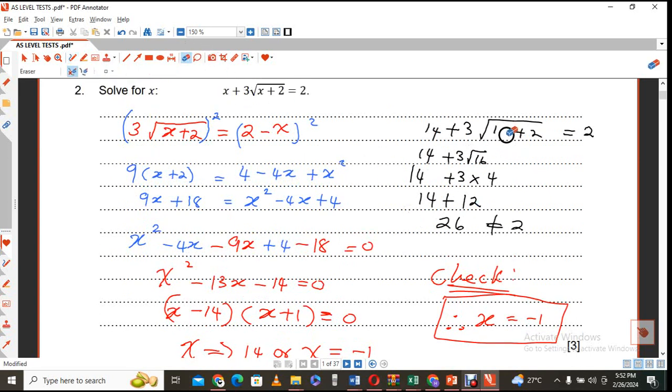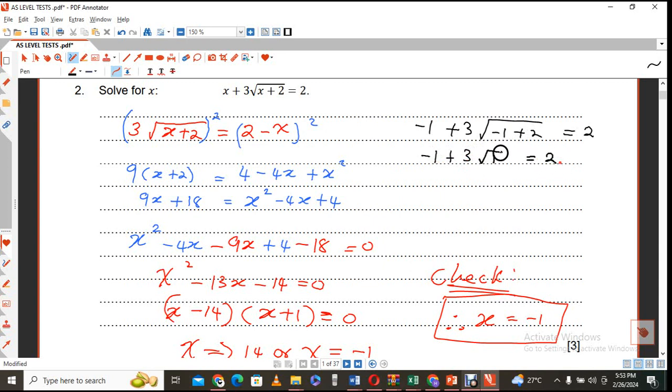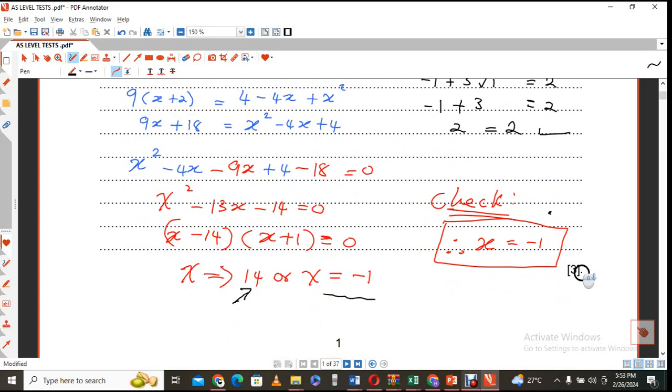So I'm just going to remove everywhere where I have an x and replace it by -1 here, -1 here. So of course this is -1 plus 3 times, now 2 minus 1 is nothing but 1, square root of 1. So here you have -1 plus 3, because the square root of 1 is just 1, and 3 minus 1 is nothing but 2, and 2 equals 2. So this solution here is the one that works.